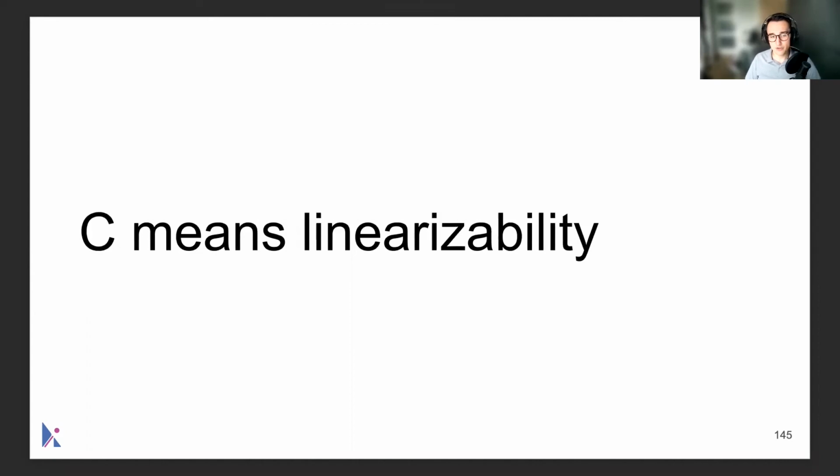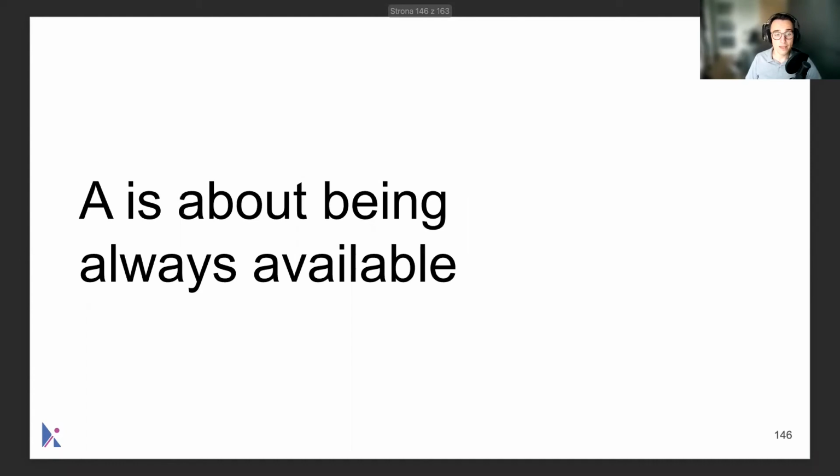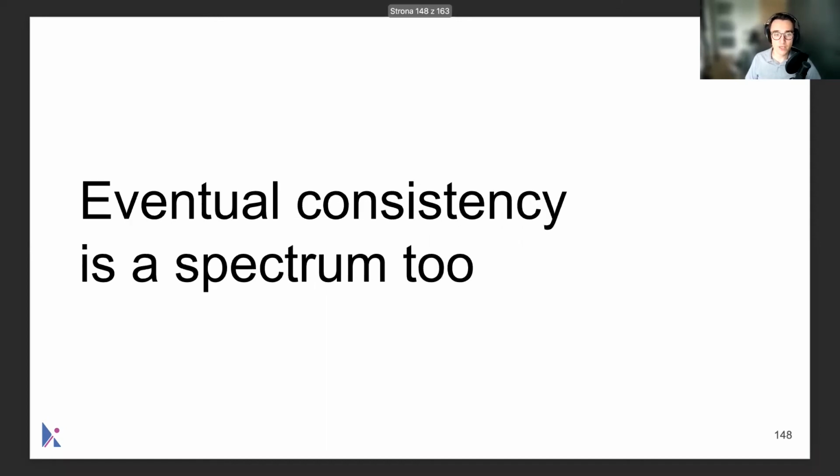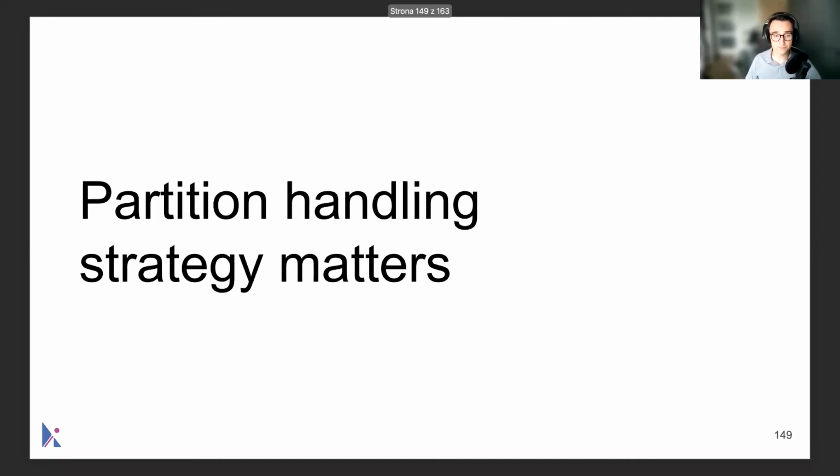So the C in CAP theorem means linearizability, where our distributed system is basically acting as a non-distributed one, while availability is about being always available when there are no node failures. Now, high availability, something we aim for in the majority of systems, is probably not enough to fulfill the CAP theorem's availability criteria. But also eventual consistency, the thing that we can get from non-C systems, is a spectrum too. So we have weaker guarantees like read-your-writes or causal consistency that could be more than enough for our applications.